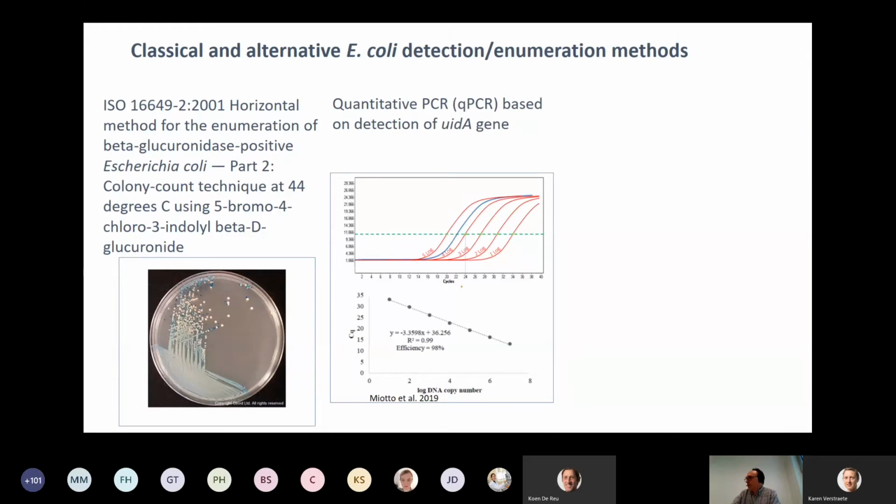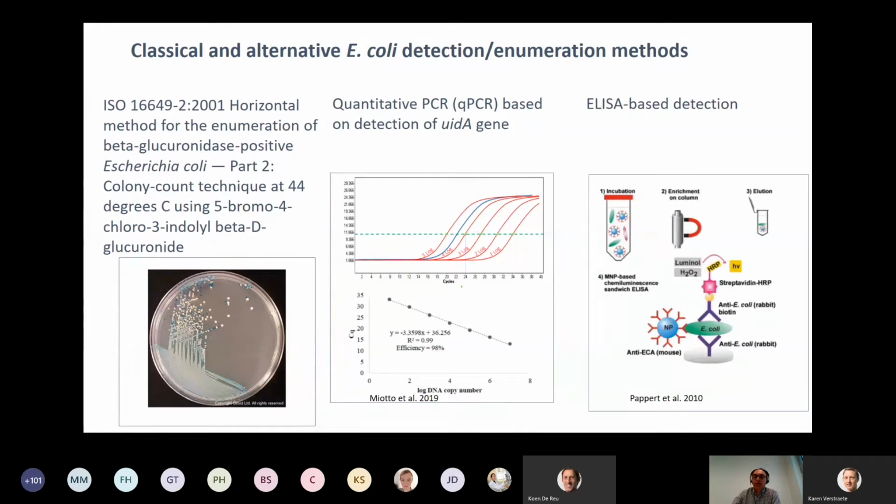For example, qPCR or quantitative PCR, where you measure the copy number of the target gene, and for E. coli this is the UidA gene. Still other methods exist, for example also ELISA-based detection methods. Now these alternative methods are already quicker than bacteriology, but they still require specialized equipment or personnel, and also specific reagents such as dyes or antibodies.